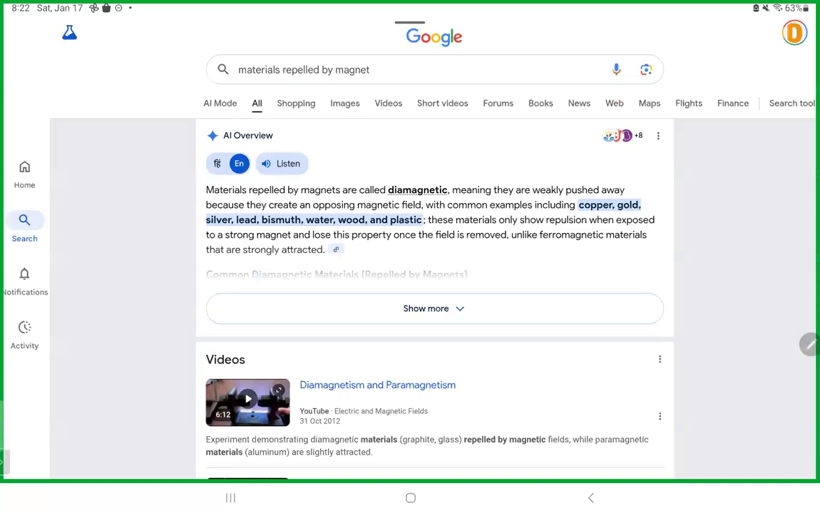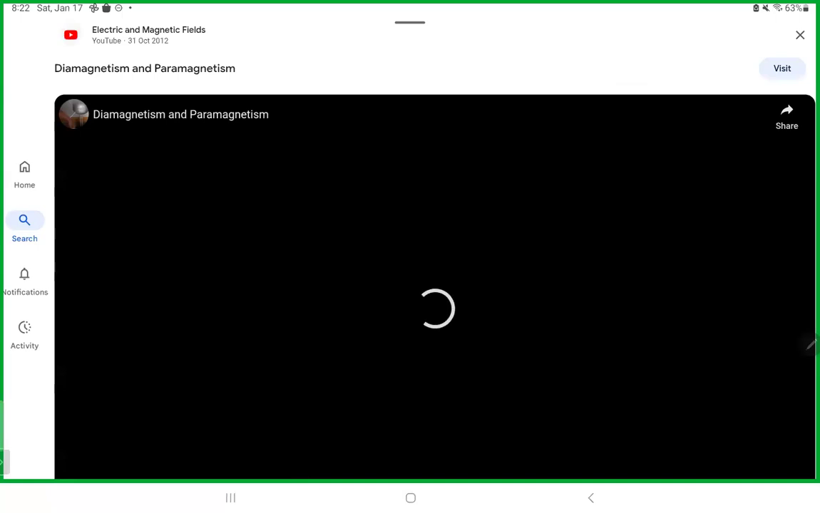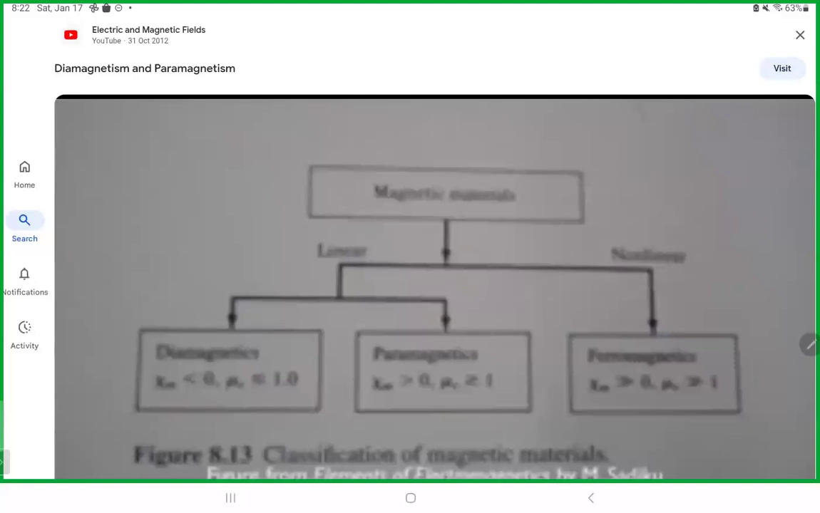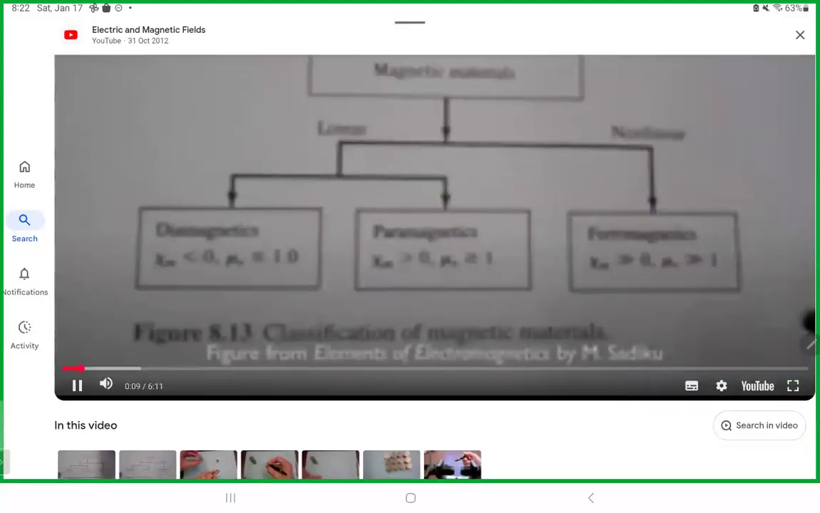Tell, see, wood, plastic. So, let's see then, this. Like, the strength also matters, no? Yes, it does. So, will they come under diamagnetic materials or do they have a separate category? Diamagnetic materials are weakly repelled. Okay, sir.